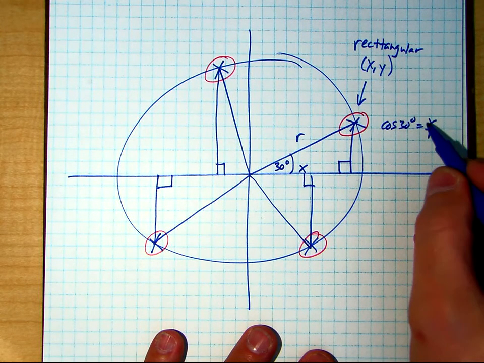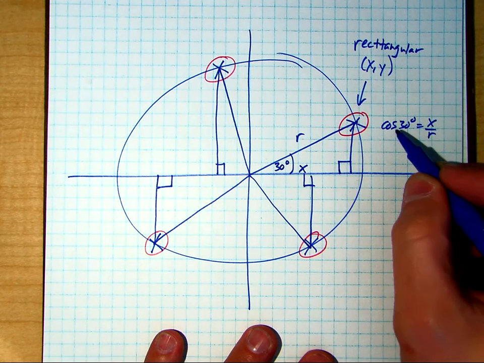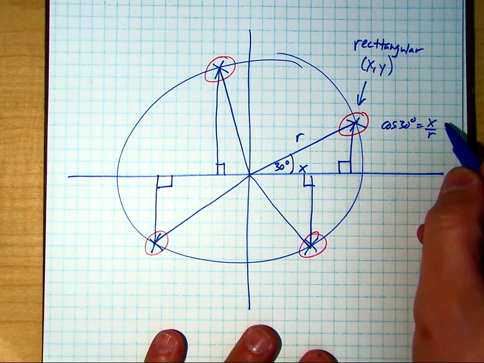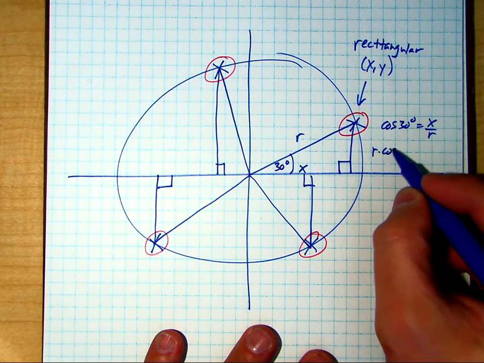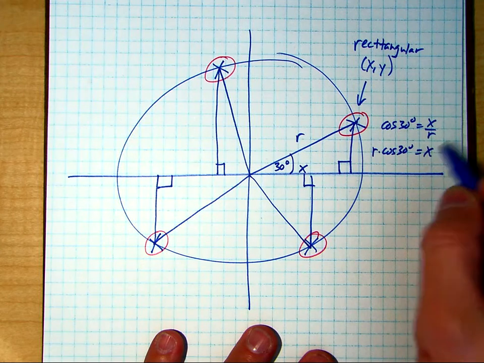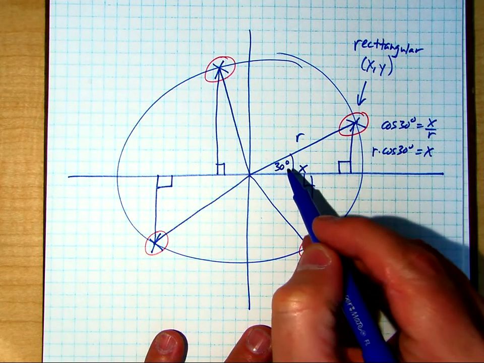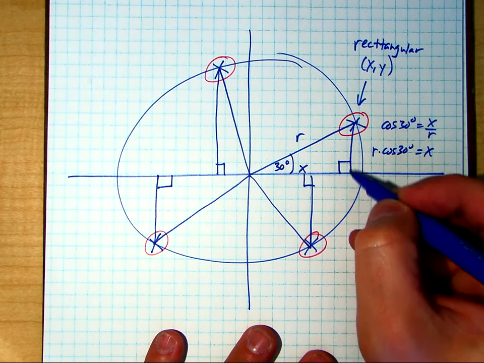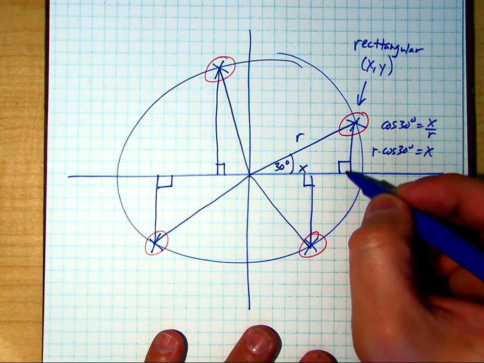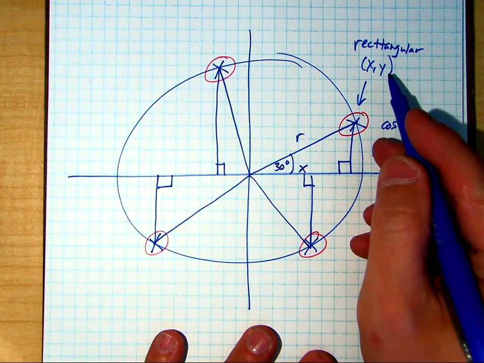And then to solve for X, what if I multiplied both sides by R? So if I multiply both sides by R, look at that. I found the X coordinate of this point, as long as I know this angle. What about this distance right here? Wouldn't this be the Y coordinate of this point?